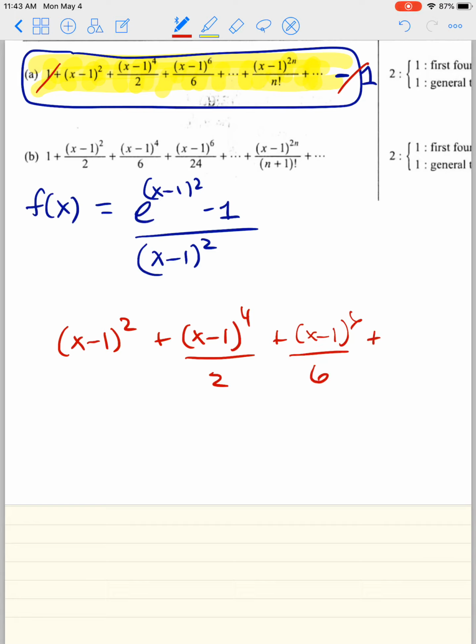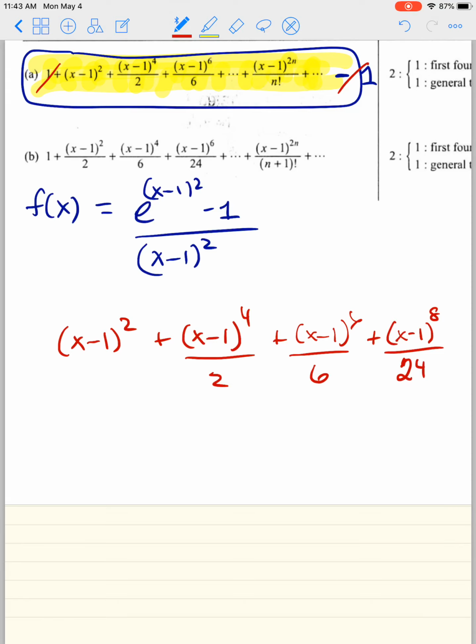So how do we do this? Well, I can use my general term, which is x minus 1, and then the next one would have been to the 4th, so this is going to be to the 8th, okay, over 4 factorial, which is 24, and then the general term. So that's what I have after I take away my 1's.